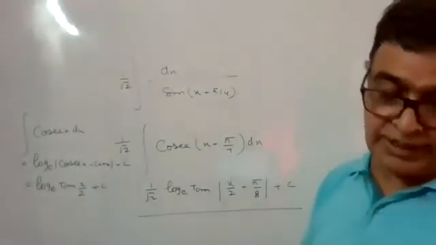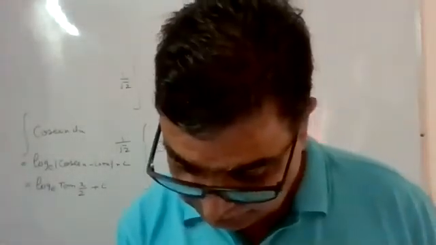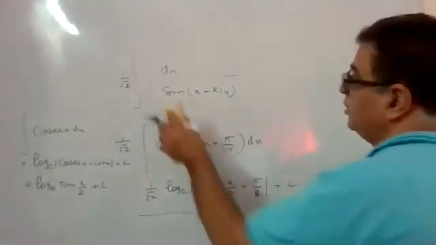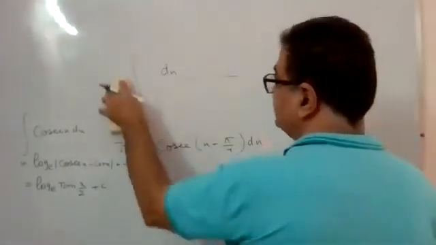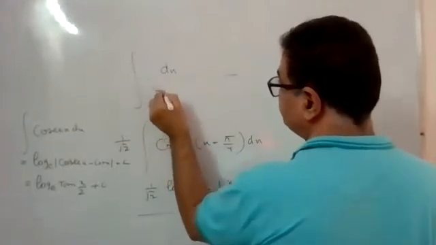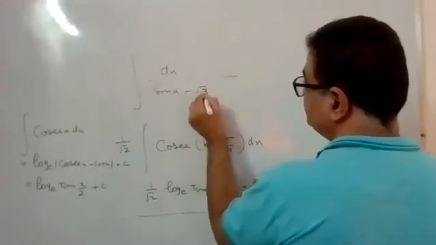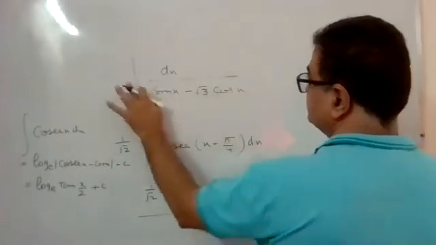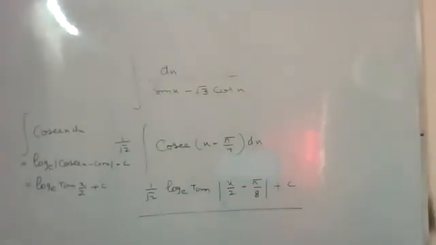One more question you try now. 1 by sin x minus root 3 cos x. I want the second method, you should try and please solve it.